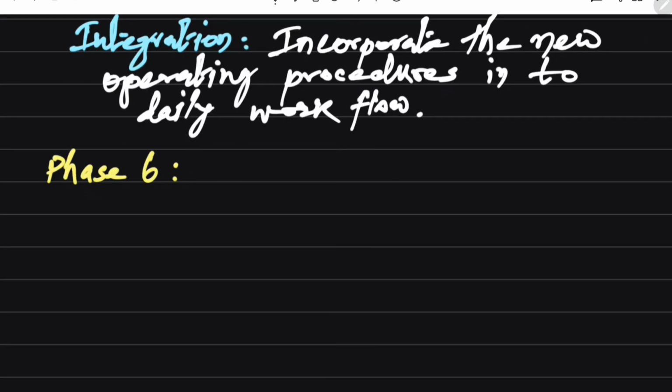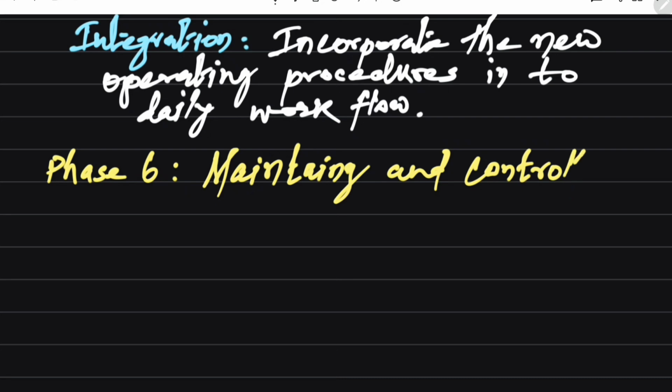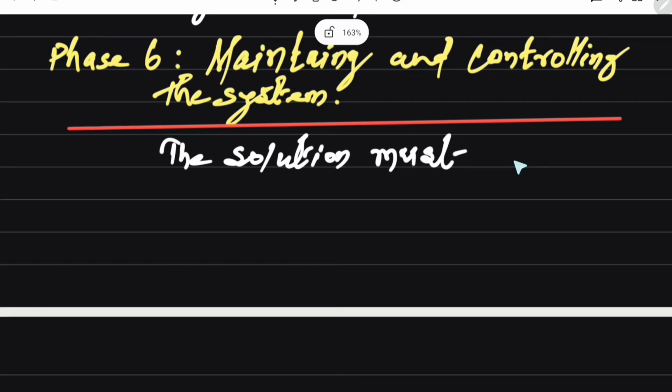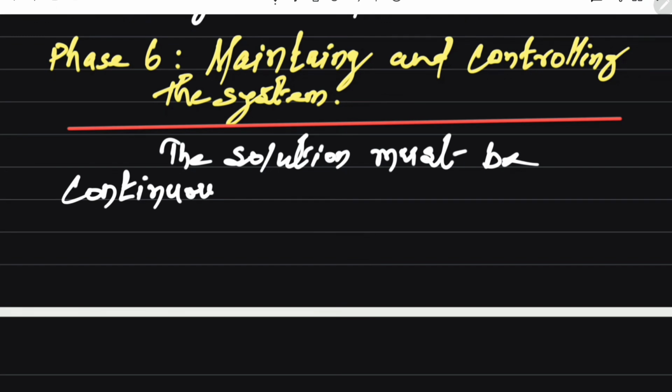Phase number 6, monitoring and controlling the system. This is phase number 6. Under this phase, the solution must be continuously monitored by tracking the performance of the new system to ensure the solution remains valid over time.